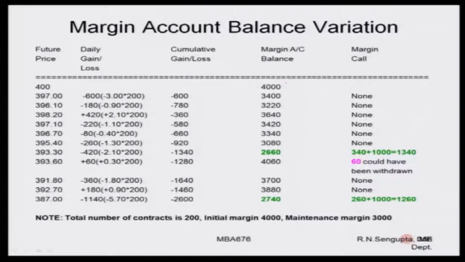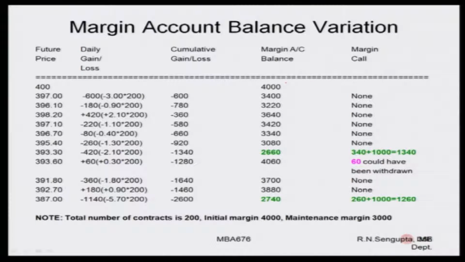Next day the price falls from 397 to 396.10, which means per contract, 397 minus 396.10 is 0.9. 0.9 into 200, the number of contracts, means the overall fluctuation is minus 180. The next day prices increase from 396.10 to 398.20, so there is an increase of plus 2.10. Plus 2.10 multiplied by the number of contracts is the total profit.